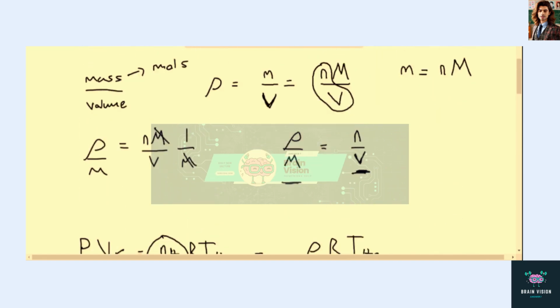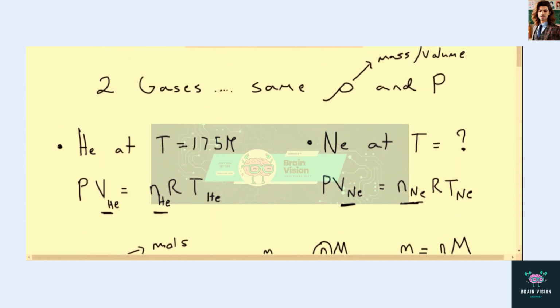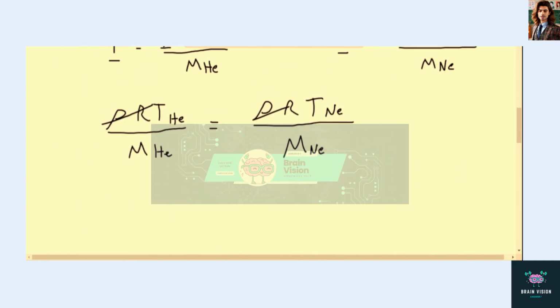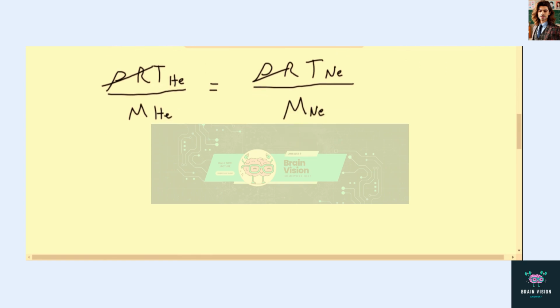So let's remember what we were trying to do in the first place here, which was solve for the temperature of neon. So let's do just that with our equation. We'll multiply both sides by the molar mass of neon, and we'll end up with the temperature of neon is equal to the temperature of helium times the molar mass of neon over the molar mass of helium. So we have the temperature of helium. So we just need to look up what these molar masses are.